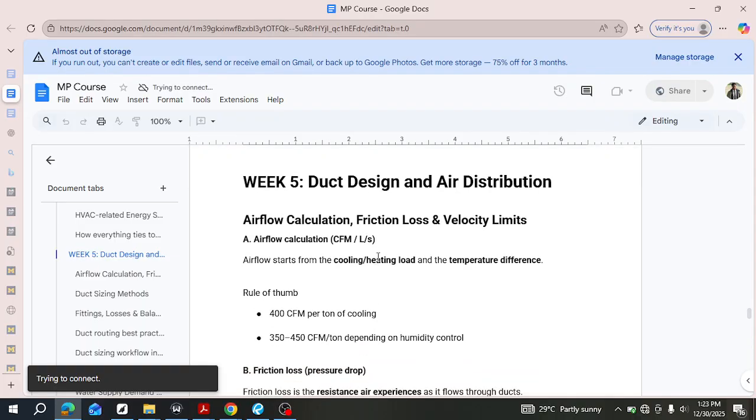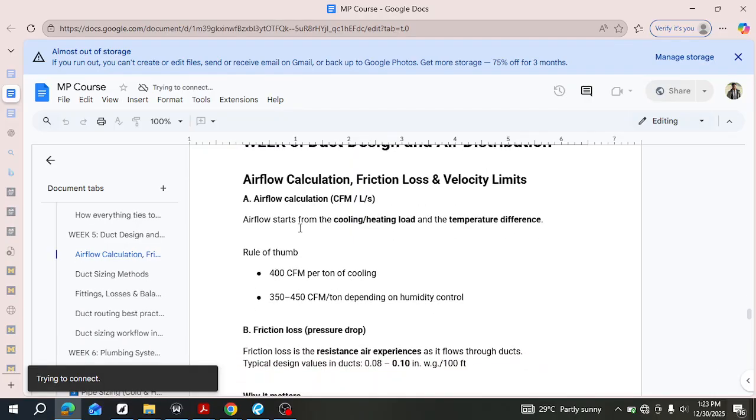First, we talk about airflow calculation, friction loss, and velocity limits. You already know we use CFM to measure our air volume, the volumetric airflow. Because it is the US we are dealing with, CFM is the unit they use. Liters per second is another way to measure volumetric airflow, but it's barely in use. There's a way to convert across.